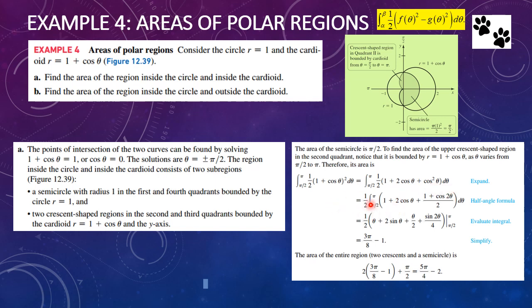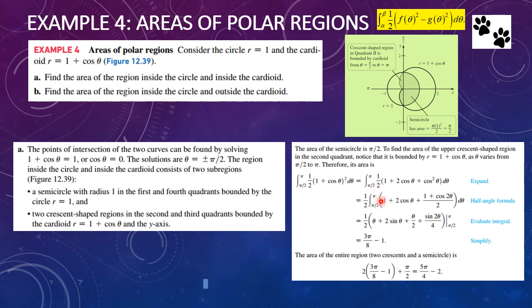So pulling the 1/2 outside, and changing cosine squared into 1 plus cos 2 theta over 2, which is the half angle formula, we can then take the integral of each piece: the integral of 1 being theta, the integral of 2 cosine theta being 2 sine theta, the integral of 1/2 being theta over 2, or 1/2 theta, and the integral of 1/2 cosine 2 theta is sine 2 theta over 4, as we saw in the previous example.